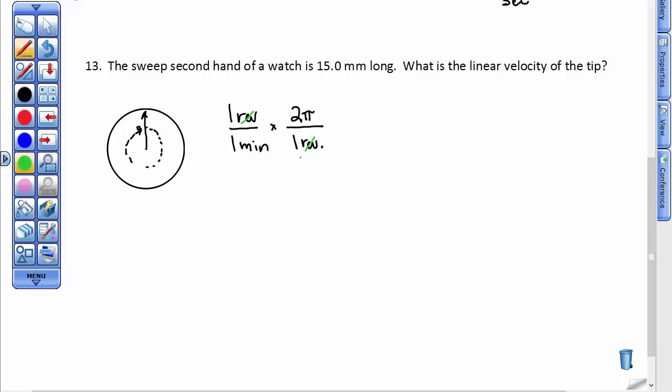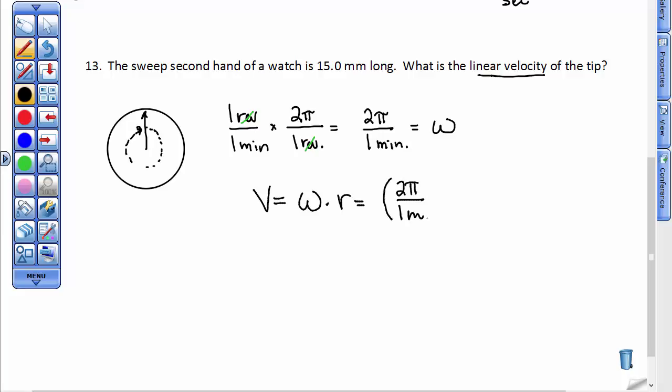So I'm crossing off the word revs. What I have then for omega here is 2 pi radians every 1 minute for that sweep second hand. That's my omega. I want to know what the linear velocity is. It's found by taking omega times r. So omega is 2 pi radians every 1 minute. And the radius, it says the sweep second hand of the watch is 15 millimeters, from the center to the edge.